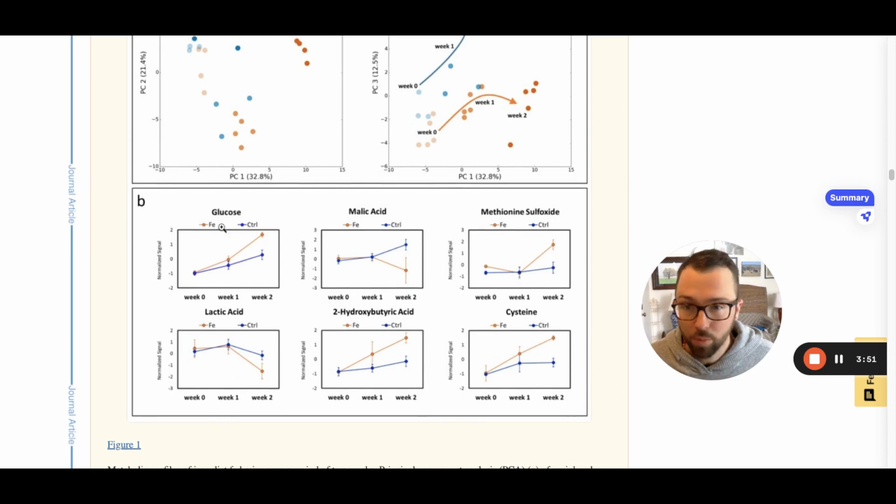So in section B here, we'll talk about glucose in general. This has to do with the presence of glucose in the blood, like an increase in blood sugar, something comparable to insulin resistance or diabetes. Now, in the iron-rich diet, which is the orange color in each of these, it was clear that after those 2 weeks, those high iron mice had higher levels of glucose in their blood. The opposite was true for malic acid.